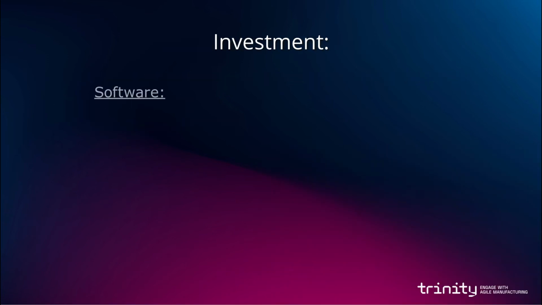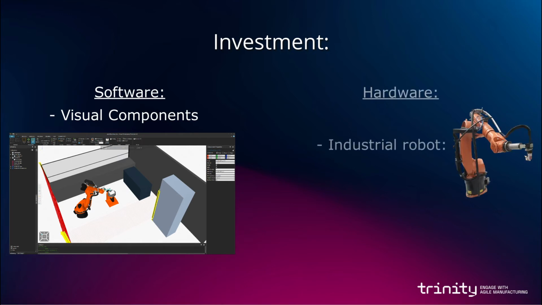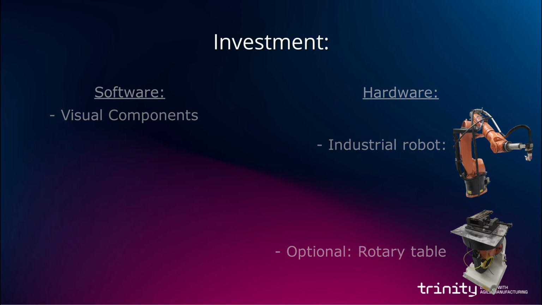Investment. When it comes to software, this use case uses Visual Component Premium, which is a manufacturing simulation software. In this case, we use it to program and set up the system. There are also other software used in this use case. However, these are all open source. When it comes to hardware, it will be sufficient to have an old industrial robot which can be controlled with an external computer. However, a rotary table can also be added. This is to give the robots more freedom and more movement to do more advanced welds.